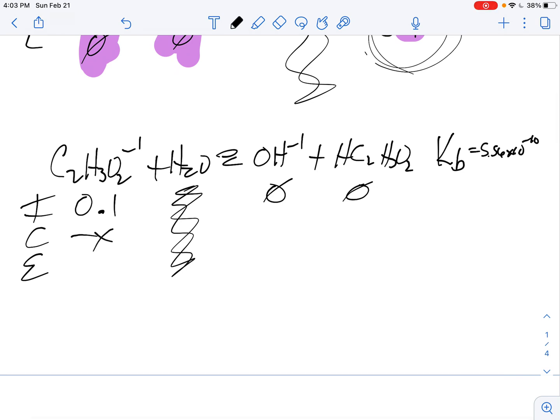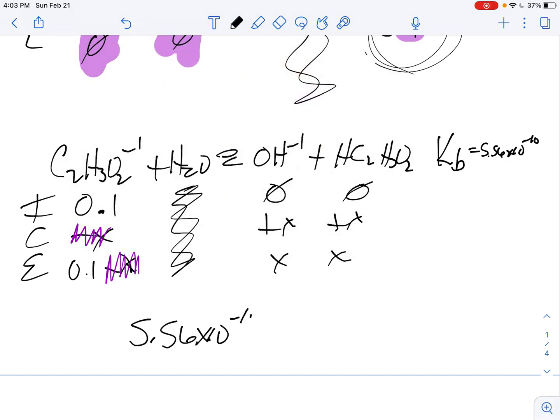Check it out. This is going to go down by some amount x, up by some amount x, up by some amount x, and it's going to be 0.1 minus x. If you want to, you can use the common ion effect and just completely ignore this x, because the Kb is an extremely small number. And now this is starting to look very familiar. 5.56 times 10 to the negative 10th is equal to x squared over 0.1. So then x is going to be equal to 7.45 times 10 to the negative 6th.